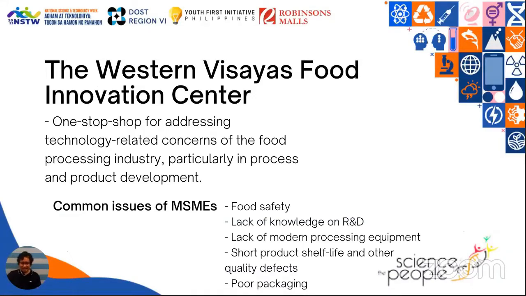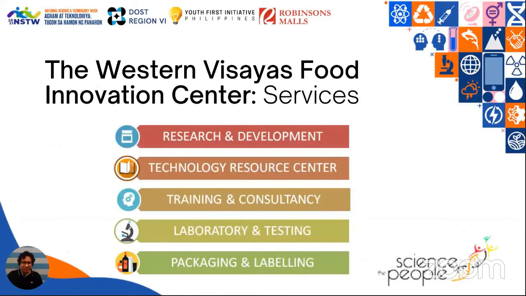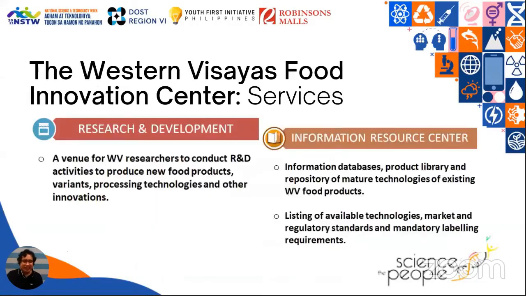The Food Innovation Center, together with DOST 6, we are trying to address these issues by providing services to our clients. And to have an overview of the services that we offer, now we have here the following: research and development, technology resource center, training and consultancy, laboratory and testing, packaging and labeling. So note that we work together with DOST6 so that we can provide the necessary services to our clients. Okay, let's go through them one by one.